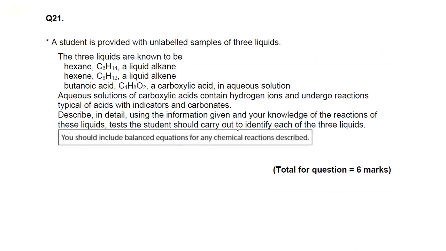You are provided with unlabeled samples of three liquids. The three liquids are known to be hexane, hexene, and butanoic acid. Aqueous solutions of carboxylic acids contain hydrogen ions and undergo reactions that are typical of acids with indicators and carbonates. So, butanoic acid will act as any normal acid. Describe in detail, using the information given and your knowledge of the reactions of these liquids, the tests the student should carry out to identify each of the three liquids. This is a 6 mark question.